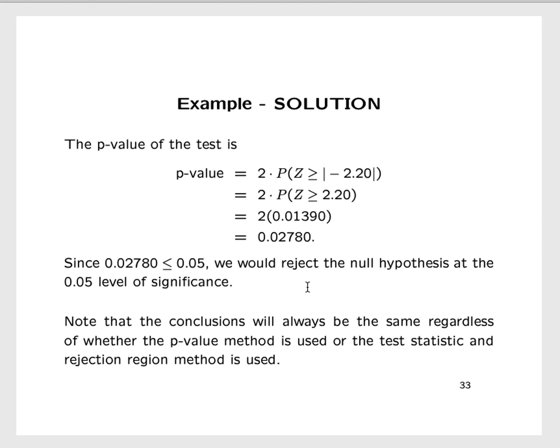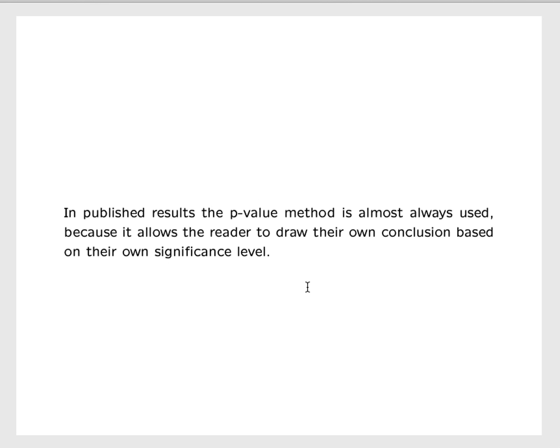Now, note that the conclusions will always be the same, regardless of whether we're using the p-value method, as we're using here, or the test statistic and rejection region method that we used when we originally looked at the example. In published results, the p-value method is almost always used. In fact, I can't think of a situation where I've seen the test statistic and critical point method ever used in a published research article, for example.